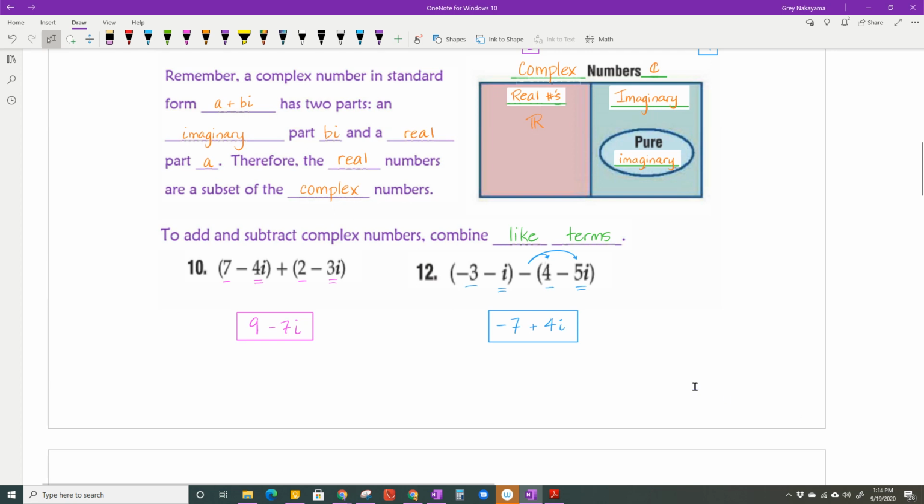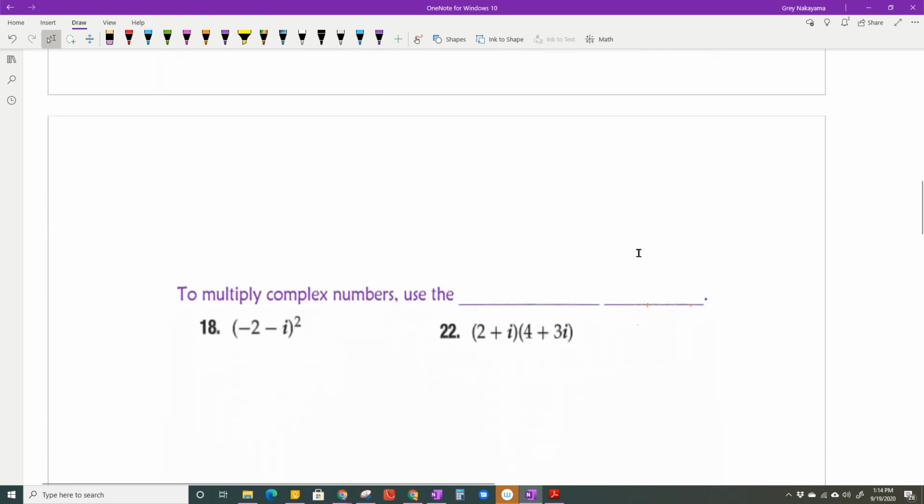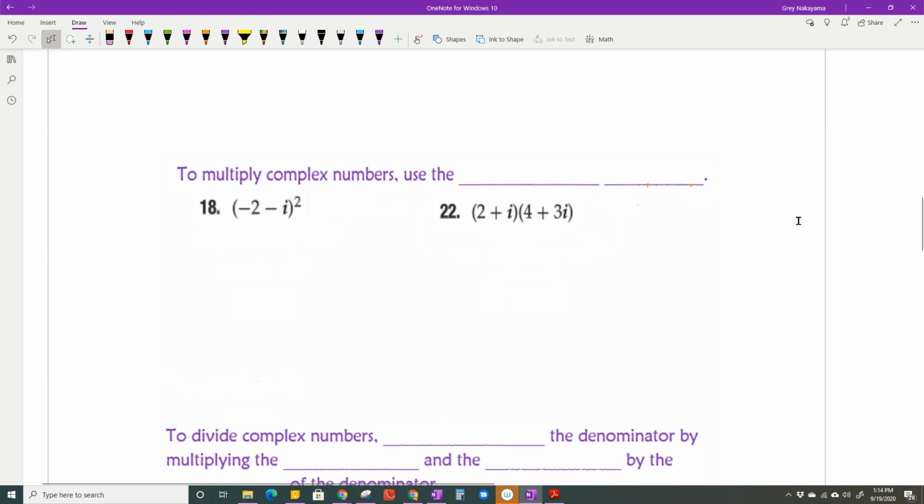All right, one more example. So adding and subtracting, and then we're going to talk about multiplying. To multiply, you're going to use the distributive property, probably not what you're thinking about, but that is what we do when we multiply. Now look at 18. We have negative 2 minus i quantity squared. Squaring things, y'all, is a special case.